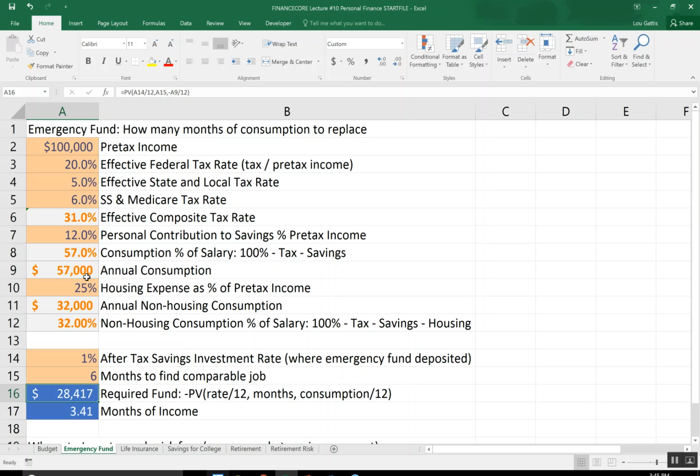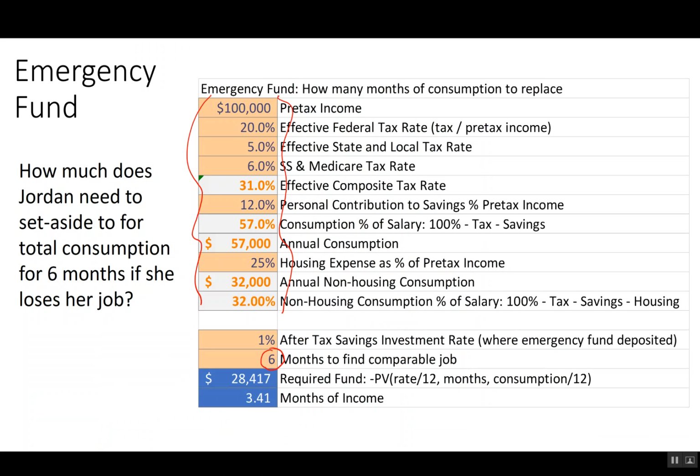That'll allow her to live comfortably, paying the mortgage or rent and buying clothing and food and everything she needs while she looks for her job. And if I take that $28,000 divided by her monthly salary, it's about 3 to 4 months of her pre-tax salary being put into an emergency fund. Just maybe deposit it in savings. So that's an easy one. How much does she need to set aside for an emergency fund? $28,000, or about 3 to 4 months of salary.